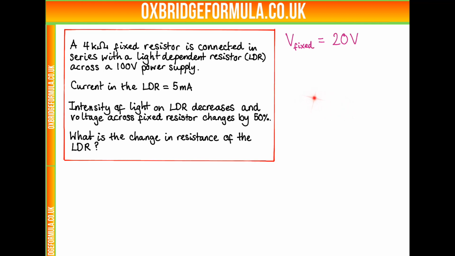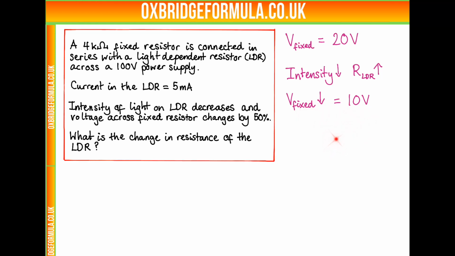What else do we know from the information? Well, the intensity of light on the LDR decreases, and from what we know about light-dependent resistors, their resistance increases as the intensity falls. So, as the intensity goes down, resistance of the LDR increases. Okay, so what does this mean? Well, it means then that the voltage of the fixed resistor would go down by 50%. So V fixed is now 10 volts.